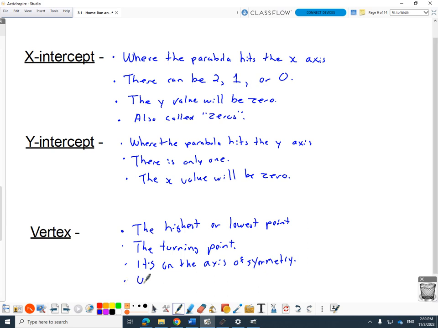Write it as a point. Like you'll have an x and a y. So when we ask for the vertex, we want the coordinate of the vertex. I'm glad you asked about that. I'm glad I wrote that because I almost forgot that when you write it, you want to write it using the x and y value, the coordinates of the vertex.